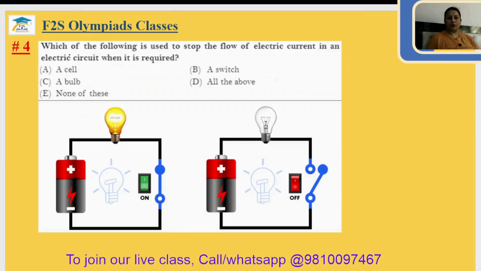Question number 4. Which of the following is used to stop the flow of electric current in an electric circuit when it is required to stop the flow of electric current? So we require a switch, because here the switch is in on position and in off position. The switch gives us the facility to use the electricity as per our requirement. So option B will be the correct answer. Fourth answer is option B.